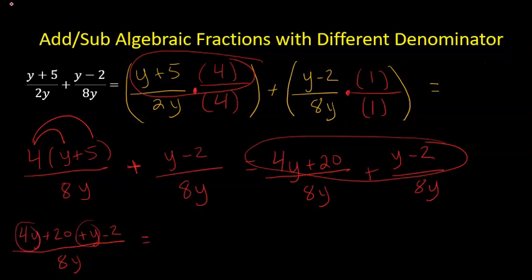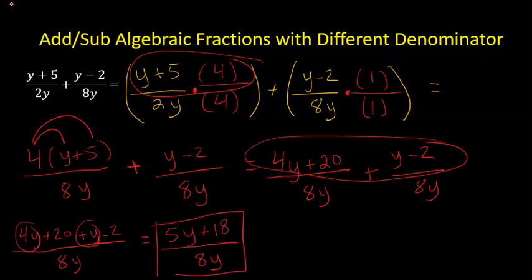Now we're going to put the y's together, which is 5y. And then 20 minus 2 is 18, so plus 18, over 8y. This is my final answer. I can't factor this part out, because it's a 5 and an 18. If it was like 6y plus 18, then yeah, I could start pulling things out, but I can't pull anything out. So that's my final answer.